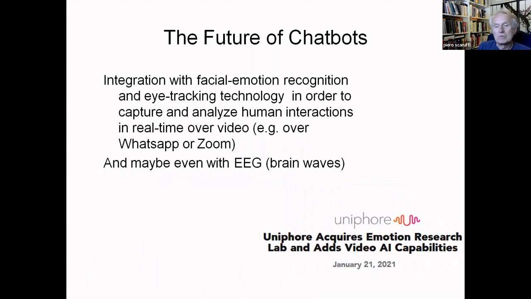There's already talk of integrating with facial emotion recognition and eye tracking technology, so that it can capture the reaction of the human being. That's something that we do all the time. If I talk with you in person, I will get feedback from the expression in your face, and I will adjust my talk, maybe even with the brain waves. Unifor, which is one of the AI startups, just acquired a lab from Spain that specializes in this kind of emotion recognition.